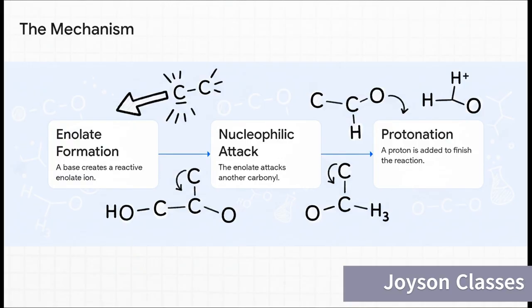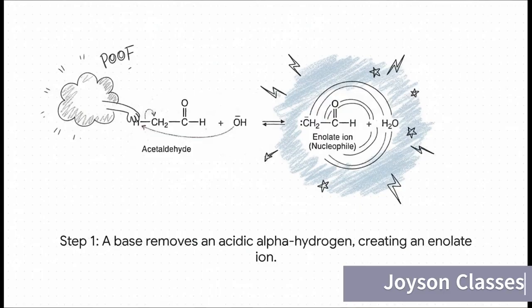First, we've got to form that enolate. Then, the enolate does its thing and attacks. And finally, a quick protonation cleans everything up. So let's break each of those down. Step 1 is all about enolate formation. A base, like hydroxide, floats along and snags a hydrogen atom. But not just any hydrogen. It takes one from the carbon right next to the carbonyl group. We call this the alpha hydrogen, and it's a little bit acidic. Once it's gone, what's left behind is this negatively charged, super reactive species called an enolate. This guy is our attacker.